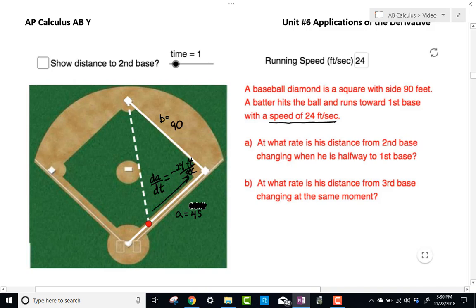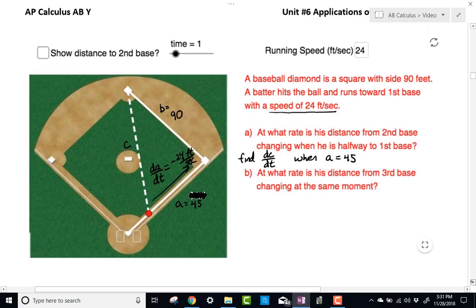And then it says, at what rate is his distance from second base changing when he's halfway to first base? So based on my picture here, if we're going to label this A, B, this is going to be C over here. They want to know what is dC/dt when A equals 45 feet. All right, so this is what we want to find. We want to find dC/dt when A equals 45. Okay, so here we go.